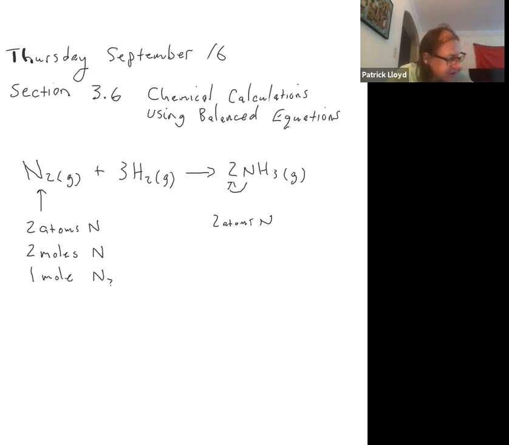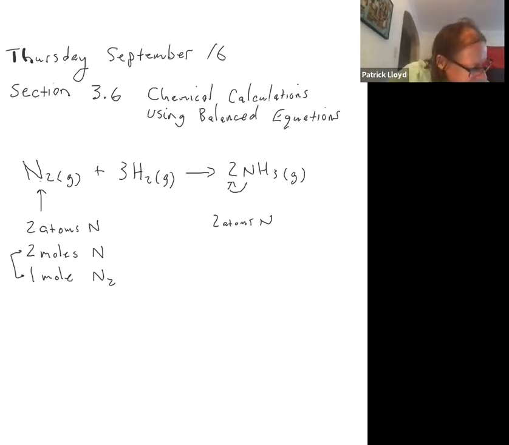Okay, so let's take a look at that. That's an important distinction. In a nitrogen N2, there are 2 nitrogen atoms, right? In one molecule, there's 2 atoms. So we can interpret this as meaning that there's 2 moles of nitrogen atoms or 1 mole of nitrogen molecules, because you're going to have half as much nitrogen as a molecule as you have as atoms because it's N2.